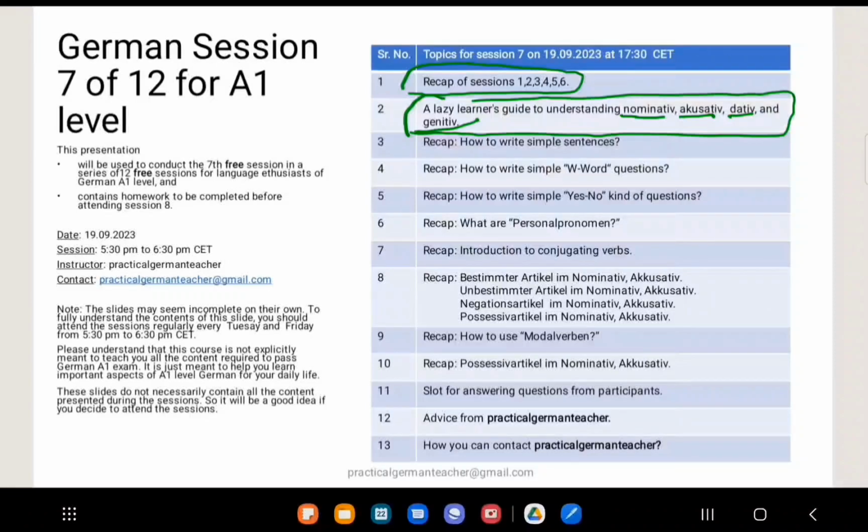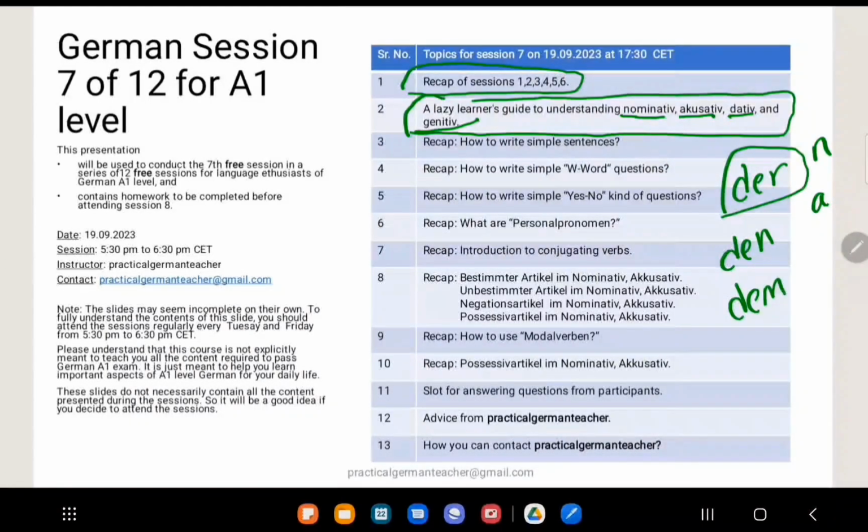Maybe instead of learning what they mean, learn what their effect is. So two major effects of these cases are: one is the article change. For example, there is the nominative. So this is the definite article for masculine objects in nominative case, and in accusative it becomes den, in dative it becomes dem, in genitive it becomes des. This is why you should know which case it is.